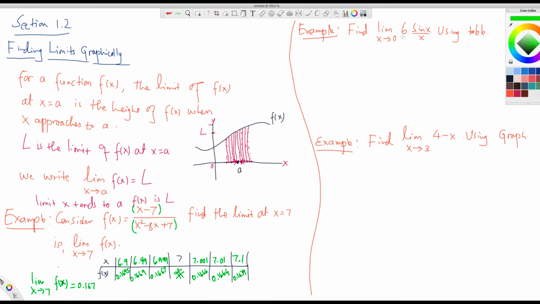Okay. So let us see another example. Find the limit as x tends to 0 of 6 sine x over x. You want to find the limit at x equals 0. To do that, let me make a table again. Let me make the horizontal table, x and then f(x). And then I draw the line and make the chart. I'm plugging in 6 values there.